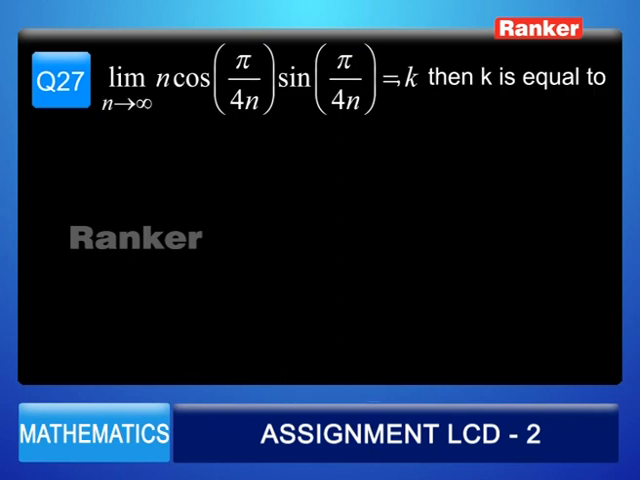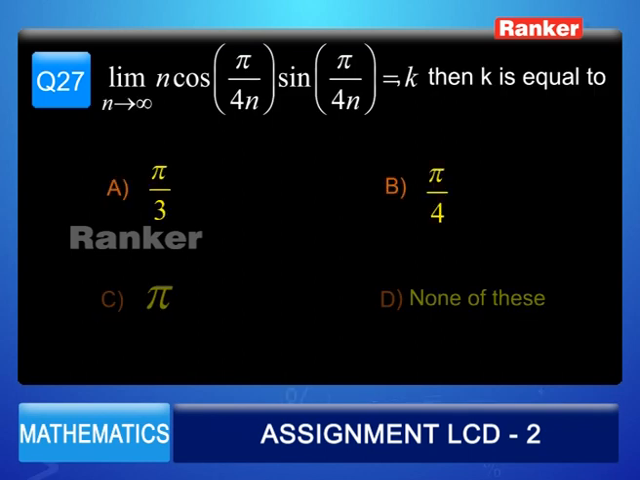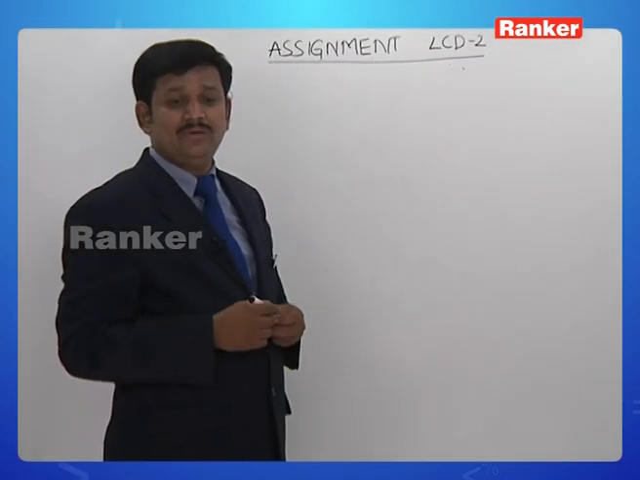Next question, limit n tending to infinity of n into cos of pi by 4n into sin of pi by 4n is equal to k. We need to find the value of k.